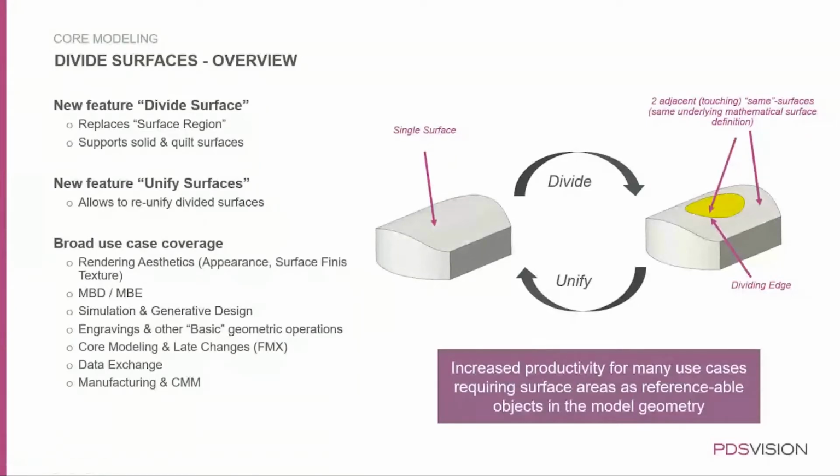But when it comes to use cases, there are a lot of them. If you think about painting only part of the surface, applying some surface roughness only to part of the surface, or applying forces and supports to only a part of a surface, it is quite nice nowadays to be able to do that in Creo. Also, in manufacturing and coordinate measuring, it is now much easier to define exactly where you want to go when you have your split surfaces.